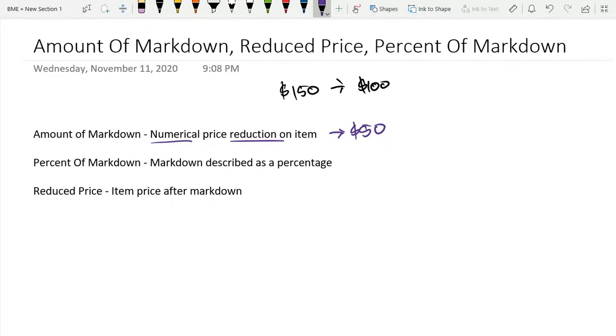Now, the percent of markdown for this item is simply the markdown, but described as a percentage. So let me also color code this. Markdown described as a percentage. So $50 is what percent of 150? Well, that's 33.3 repeating percent. So that's the percent of markdown. And lastly, the reduced price is the item price after markdown. So in this case, this is pretty obvious because we had it in the statement above, and that is $100.